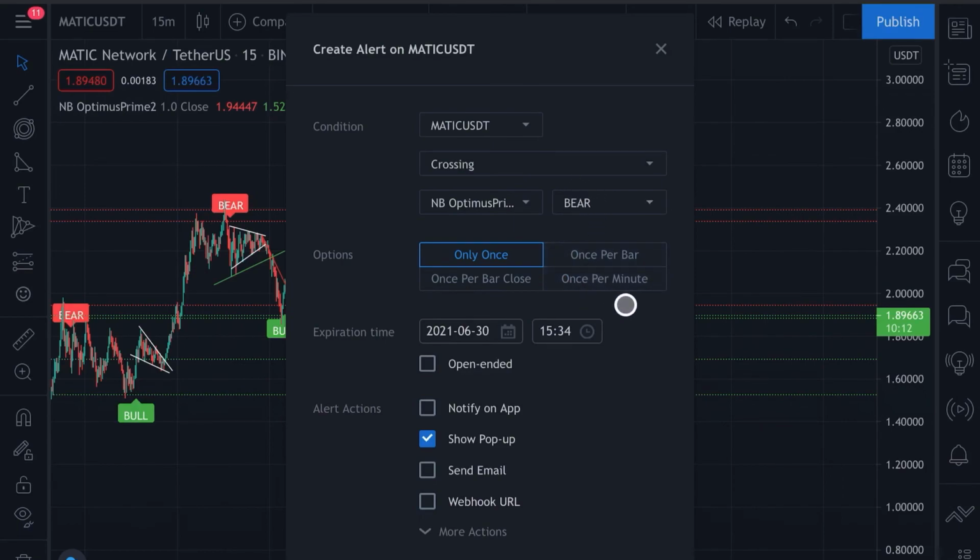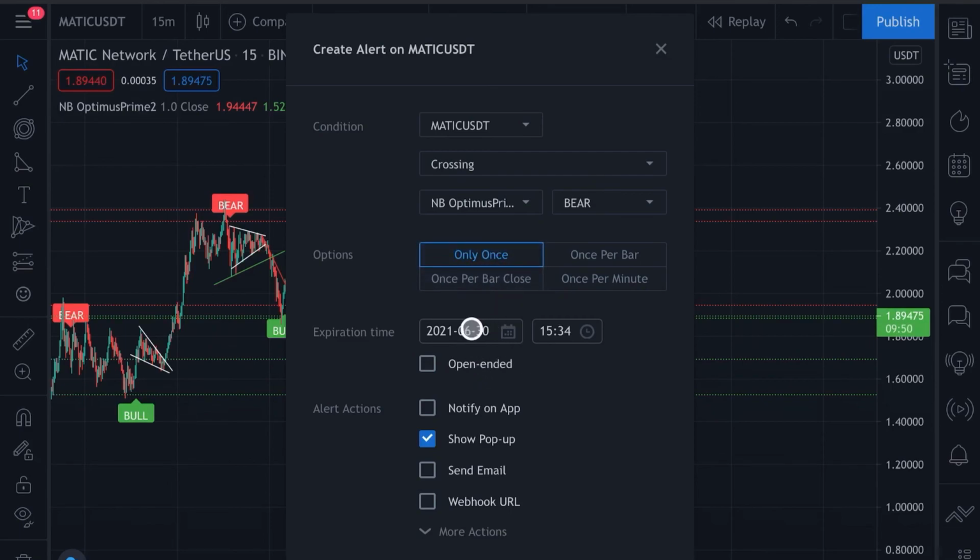Because now that we're in a bull call, we're going to want to be notified when a bear signal is thrown, so we can escape our trade or look for a short. If we're in a trade, we're going to want to get out, and if we're not in a trade, we want to take a short when the bear call is thrown. So we'll go only once. You can set this to whatever you want. I will choose only once.